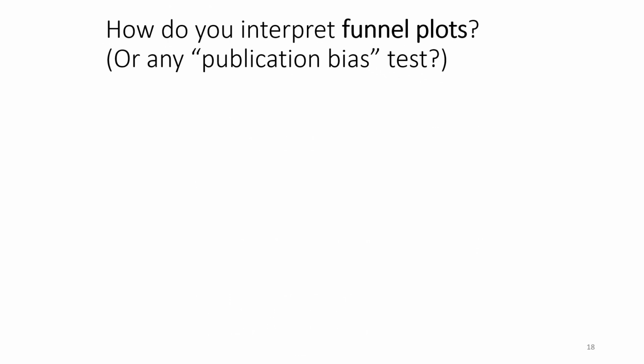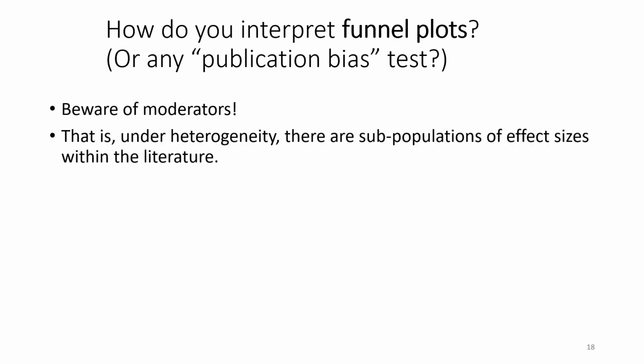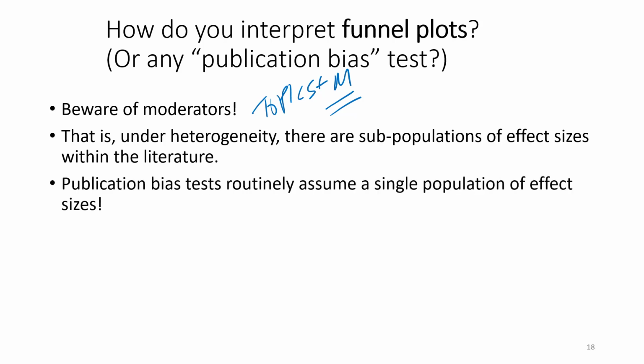So how do you interpret funnel plots? And I would say these points are applicable to any publication bias test. I would say, first of all, you've got to be aware of moderators. And this is, of course, why I advocate topics plus M as a strategy in meta-analysis, because the plus M part is a priori, and you are thinking about, well, what possibly could be going on with this? See my other talks about that. But anyway, the idea is under heterogeneity, there are subpopulations of effect sizes within the literature that you're examining. And so basically, publication bias tests are routinely assuming a single population of effect sizes. So they're not ideal for heterogeneous circumstances.